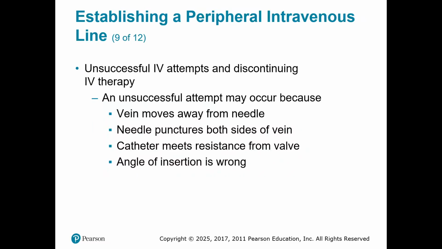So what do you do for unsuccessful IV attempts and discontinuing IV therapy? An unsuccessful attempt may occur because the vein moves away from the needle. Rolling veins. Needle punctures both sides of a vein. That happens. Catheter meets resistance from a valve. That valve I was telling you about. Or the angle of the insertion is just wrong. A lot of times, sometimes you can have a vein that blows at the beginning, but you can advance the catheter past the part that blows. And so if that's the case and you still have a good IV, you just have a little bit of swelling around the insertion site.